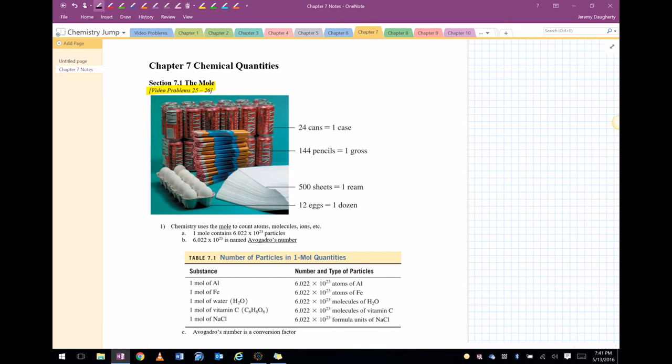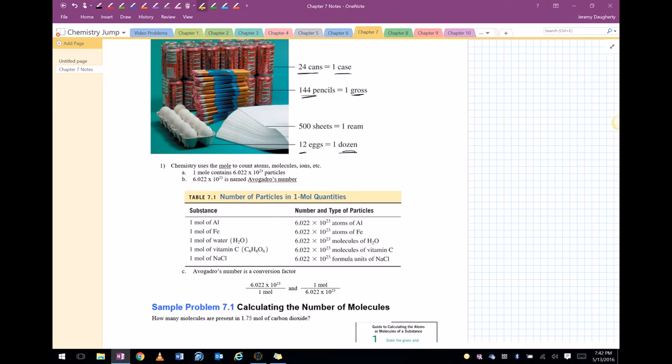The mole is a huge deal. The mole is what we use to count in chemistry. And all it is, is a word that represents a number, which isn't weird at all. So we say a case, that's a word, represents 24 of whatever. A gross is 144 of whatever you're counting. 1 dozen we know is equal to 12. And so 1 mole we know is equal to 6.022 times 10 to the 23rd.